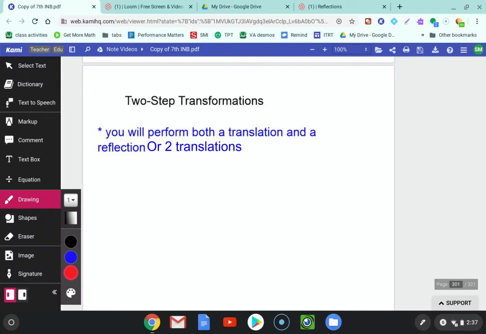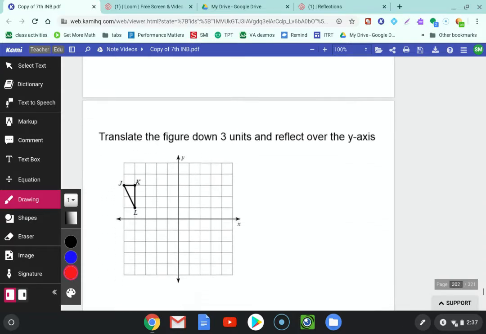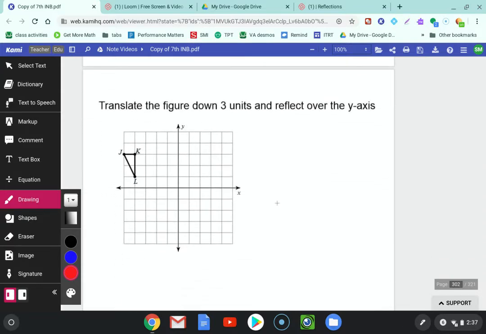Transformations. So this is when you perform both a translation and a reflection, or two translations. Okay, so this first one, we're asked to translate the figure down 3 units and then reflect it over the y-axis.